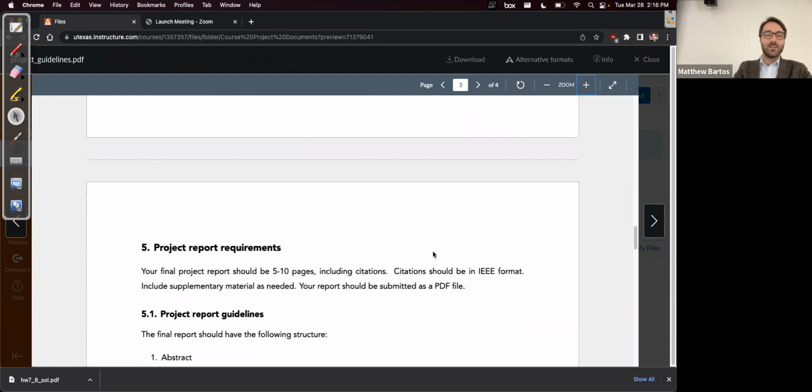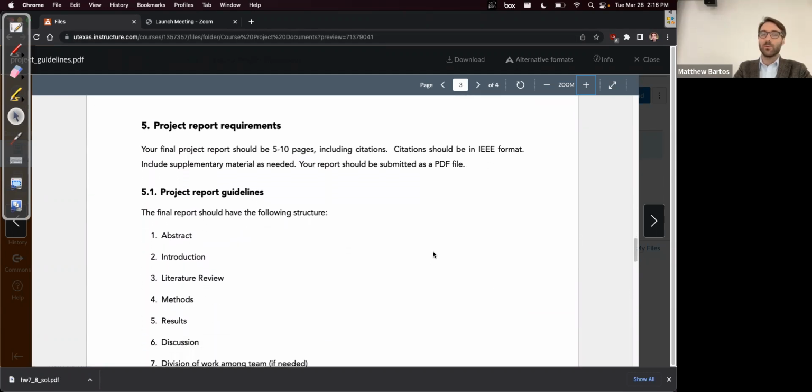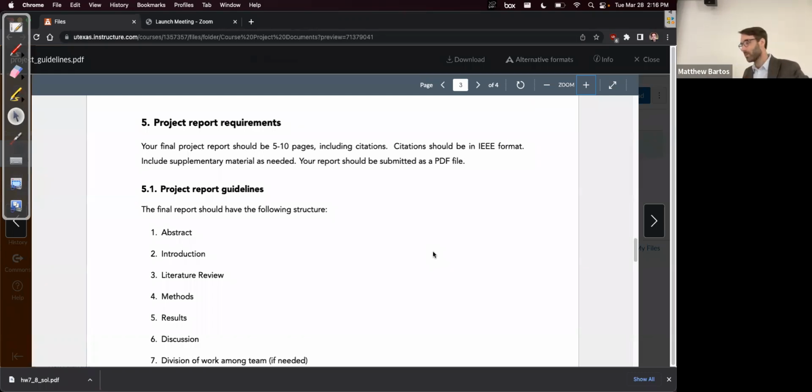All right, let's talk a little bit about the project report requirements. So I posted some examples of project reports that you can look at. Based on those examples, your project report should be about 5 to 10 pages, including citations.